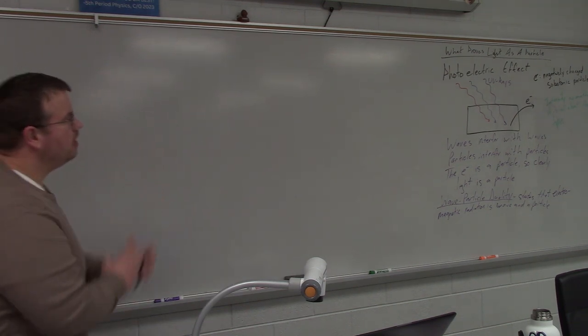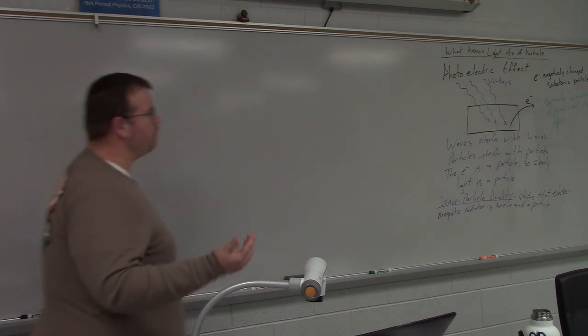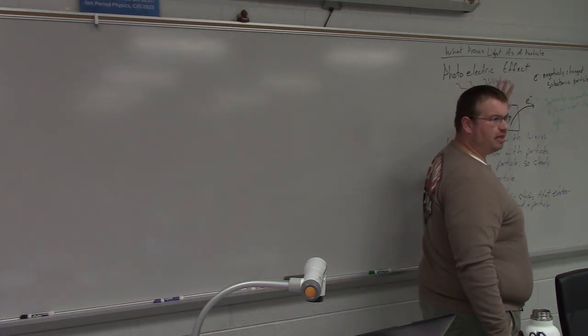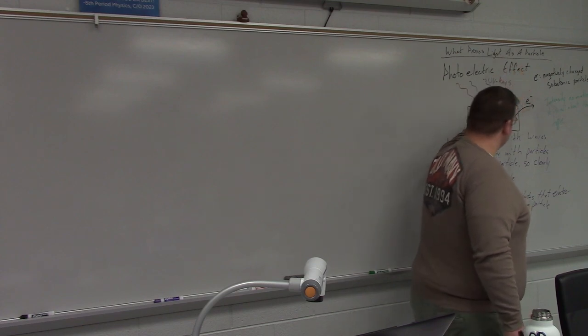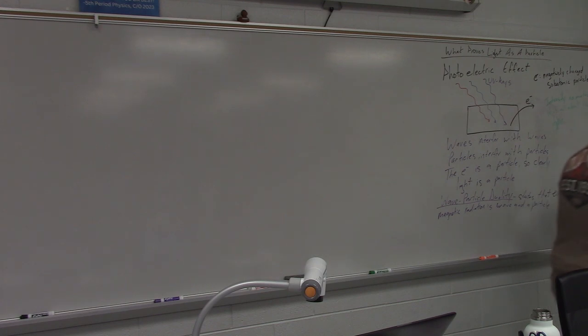Alright, so the second one we talked about is what proves light and electromagnetic radiation as a wave. Now before I get to that, I want to stress to you, it's not UV rays here, okay? Don't fall into that trap. It's just a specific type of electromagnetic radiation. With the photoelectric effect, the metal depends on the type of electromagnetic radiation. It doesn't even matter about the intensity. It's the type.